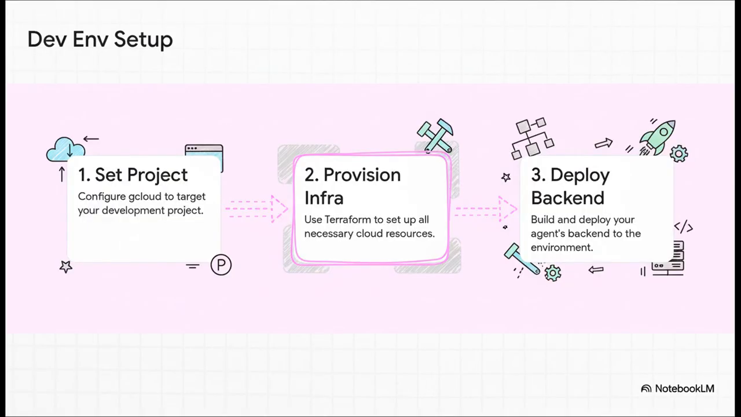And getting that dev environment set up is, again, super simple. It's just a few commands. First, you tell it what Google Cloud project to use. Then you run make setup dev-env. This command is awesome. It uses Terraform under the hood to automatically set up all the cloud stuff you need. Finally, you run make backend, which deploys your code. And just like that, boom, your agent is running live in the cloud, ready for you to test.